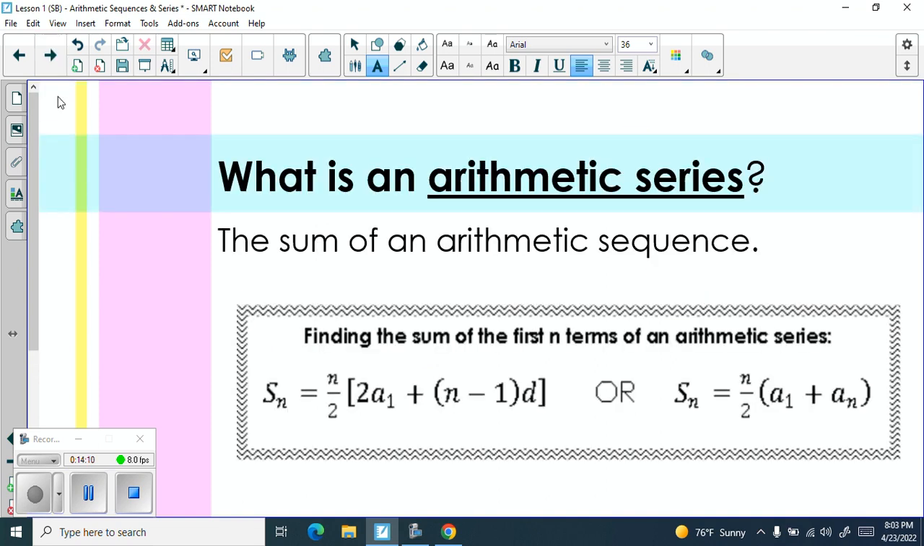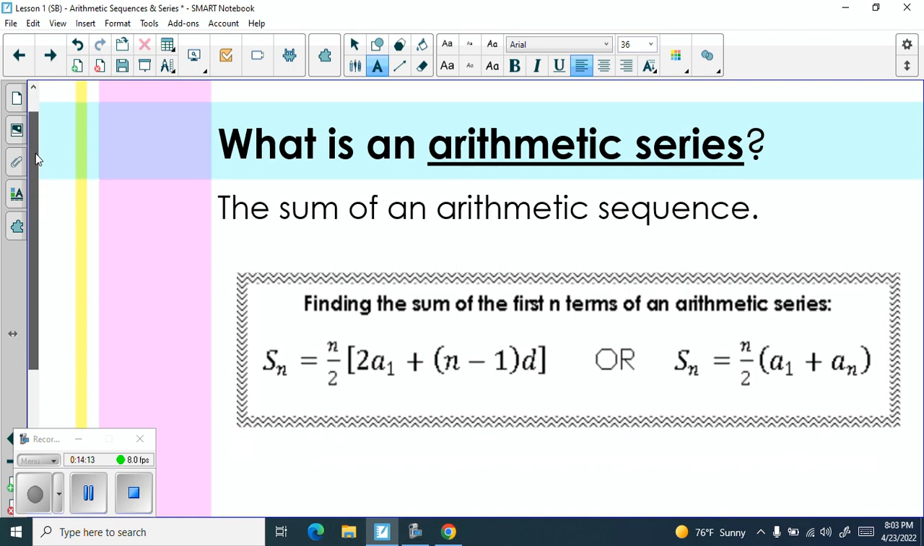All right, so now finally we're going to talk about arithmetic series. So that's going to be the sum of an arithmetic sequence. Again, there are two formulas here. We're going to primarily work with the first one, and both of these are given to you on your formula sheet. So this s sub n is going to be your sum. You do your n over 2 times 2 times your first term, a sub 1, plus n minus 1 times your common difference, d. Again, this is the explicit, this is the recursive.